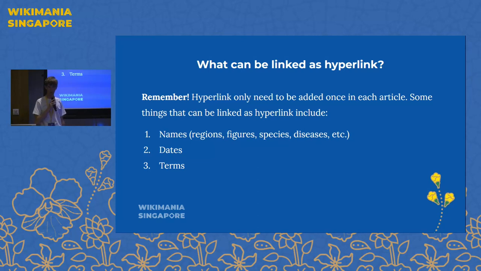An important thing is when you have some simple term like, I don't know, dog, for example, you don't have to link it in the article about some dog every time the word is there. So the really basic stuff doesn't need to be linked all the time. And when you link something, it shouldn't be linked again right below it. Maybe if it's a very long article, you can link it again in some other paragraph, but usually just link it once. And some things that can be linked there are such as names, dates, or terms.